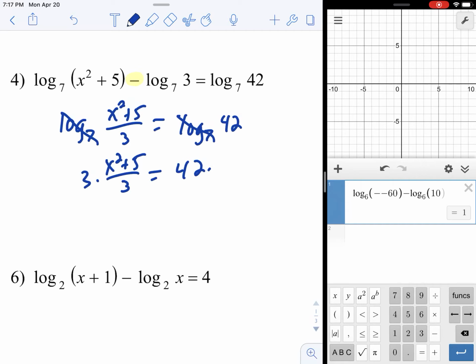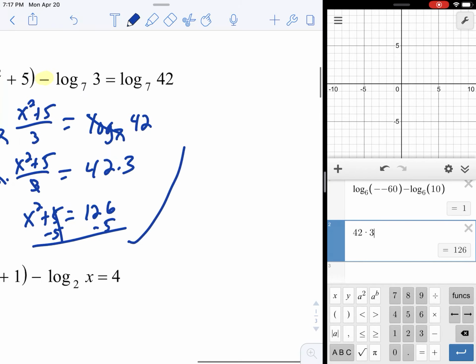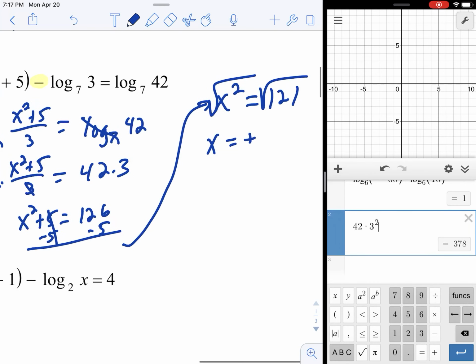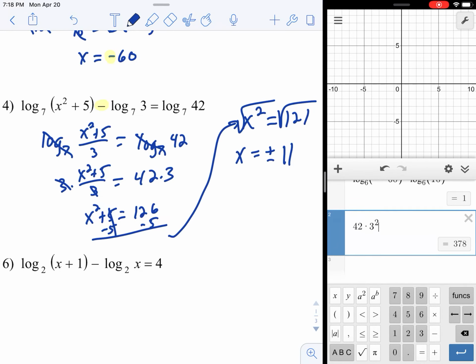I can multiply both sides by 3. x squared plus 5 equals, well, 42 times 3, 126. Subtract 5 on both sides. I'm running out of room. Let me come up here. You do it with x squared equals 121. Square root both sides. Remember, whenever you use a square root to solve an equation, you have to put in a plus minus. And the square root of 121 is 11. So our answer should be positive 11 and negative 11.